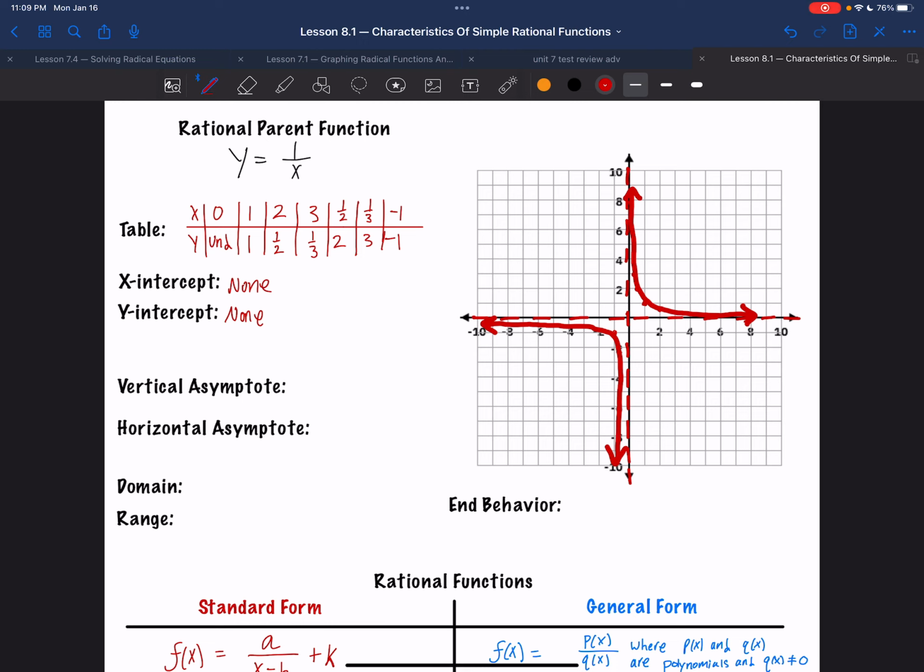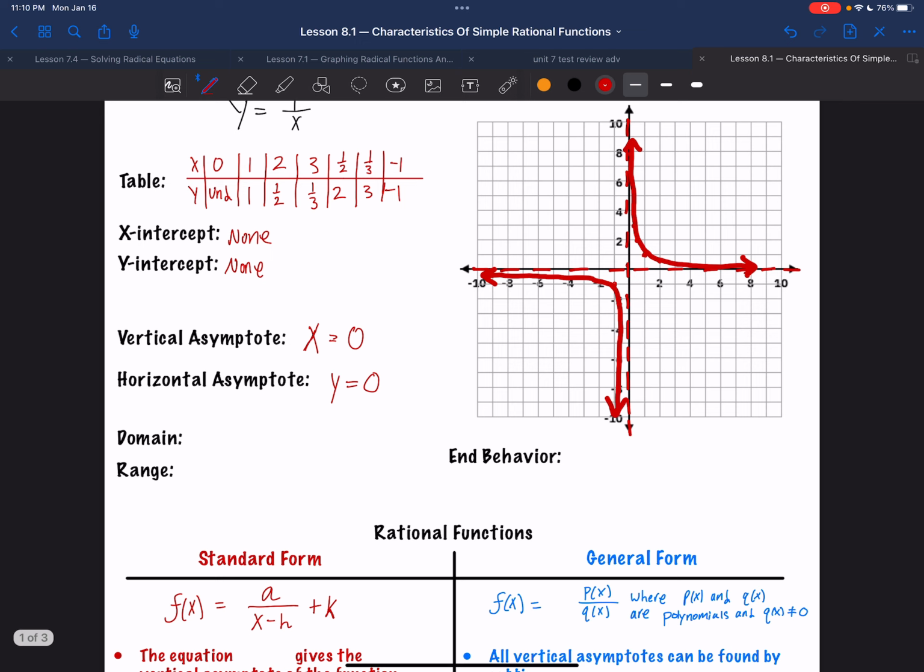The vertical asymptote is on the y-axis, and to do a vertical asymptote, that's an x equals equation, since it's a vertical line. And we say x equals 0. The horizontal asymptote is on the x-axis, which is a y equation. We say y equals 0.